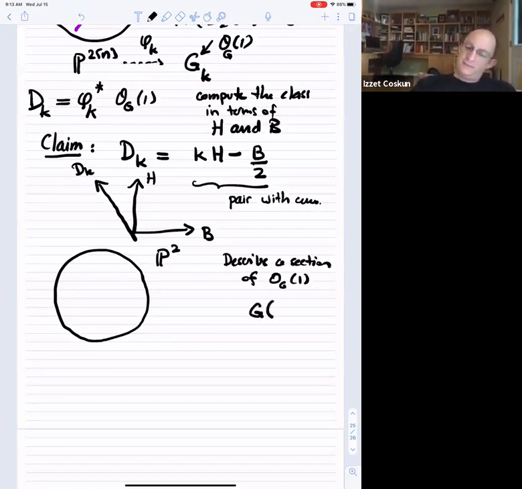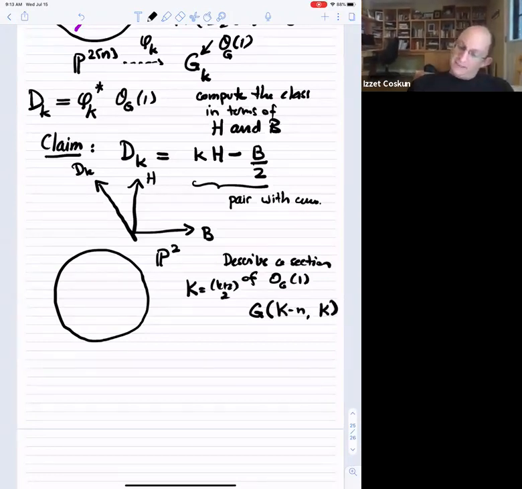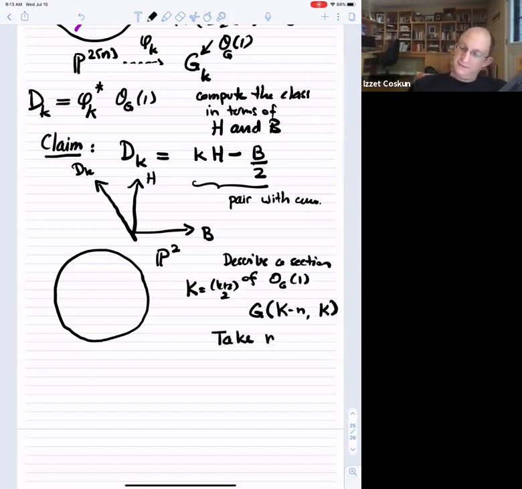Let k be k plus 2 choose 2. So here I have the Grassmannian G(k minus n, k). What you do is take an n-dimensional vector space. Fix an n-dimensional vector space. Let me call it lambda.